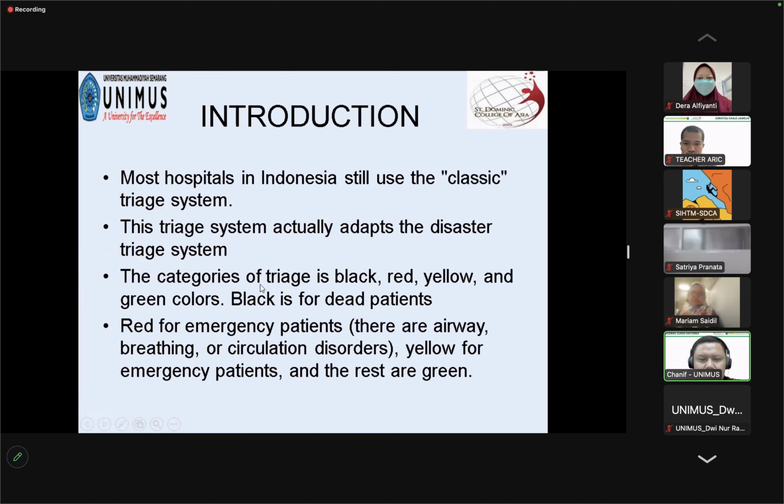The category that is black, red, yellow, and also green color. Black is for the dead patient, red color for the emergency patient. That is airway, breathing and circulation disorder, and yellow when they can be delayed. It is for the classical triage system.